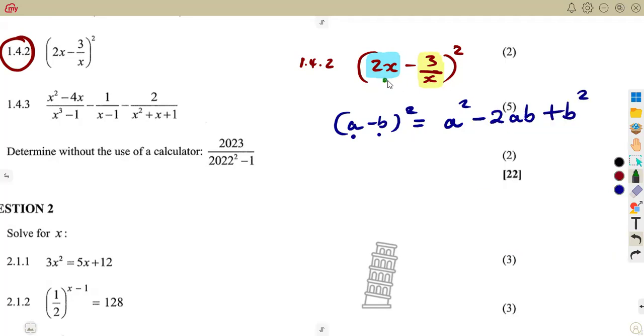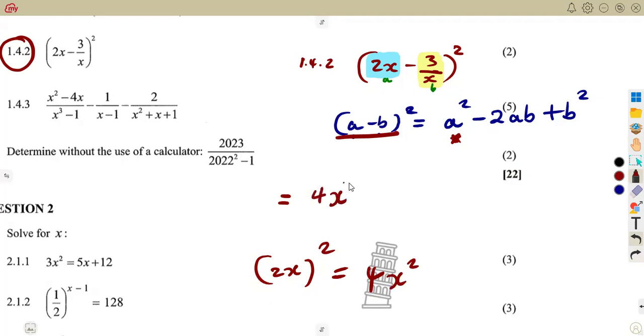Just like this is our A, this is our B. So if truly we understand this, we know that if anything is written like this, raised to the exponent of 2 as we see it here, it is going to give us A squared. Our A is 2x, so that's 2x squared. What represents A? So that's 2 squared, which is 4, x raised to the exponent of 2, which is 4x squared.